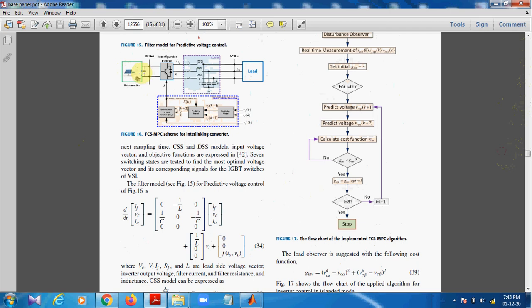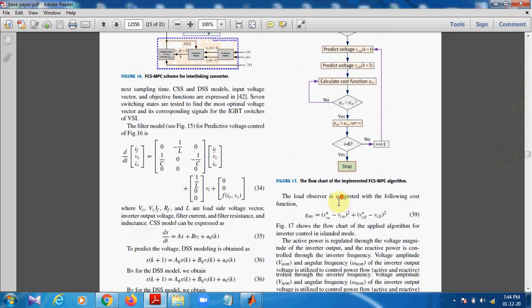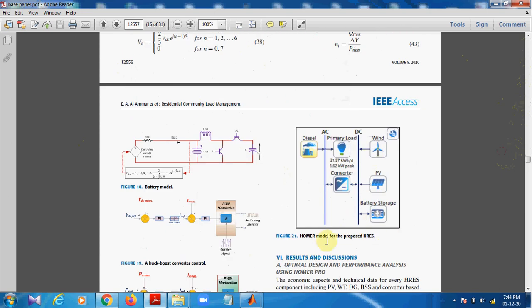So those sources are connected to the DC bus. This DC bus is connected to the reconfigurable inverter, which gives the AC supply to our load. So here is the MPC controller, which manages all the communication between the DC bus and AC bus in terms of power, current, and voltage and all. So this is the basic structure we have created. In that, we are going to monitor disturbance and voltage, predictive voltage, and its cost function to maintain the MPC configuration.